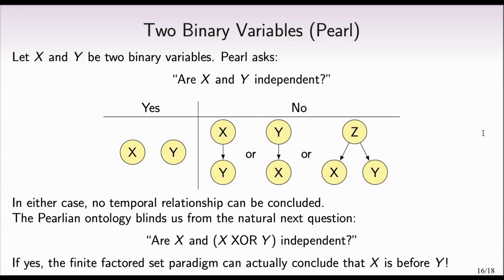And if X is independent of X cross Y, we're actually going to be able to conclude that X is before Y. So not only are we going to keep up with Pearlian temporal inference, and infer some things that Pearl is not able to infer in terms of time, but in the smallest case, where Pearl is not able to infer time with our two variables, we're going to be able to infer a temporal relationship between X and Y.